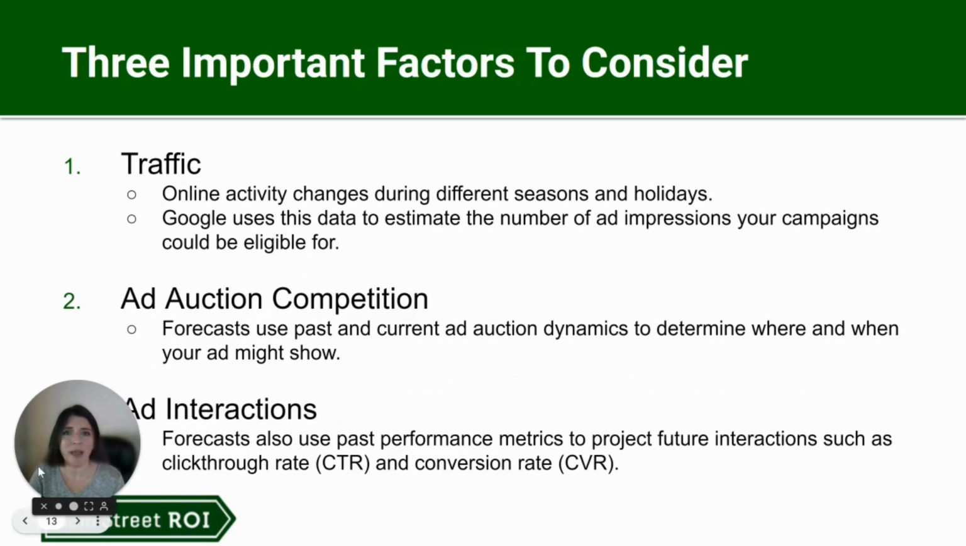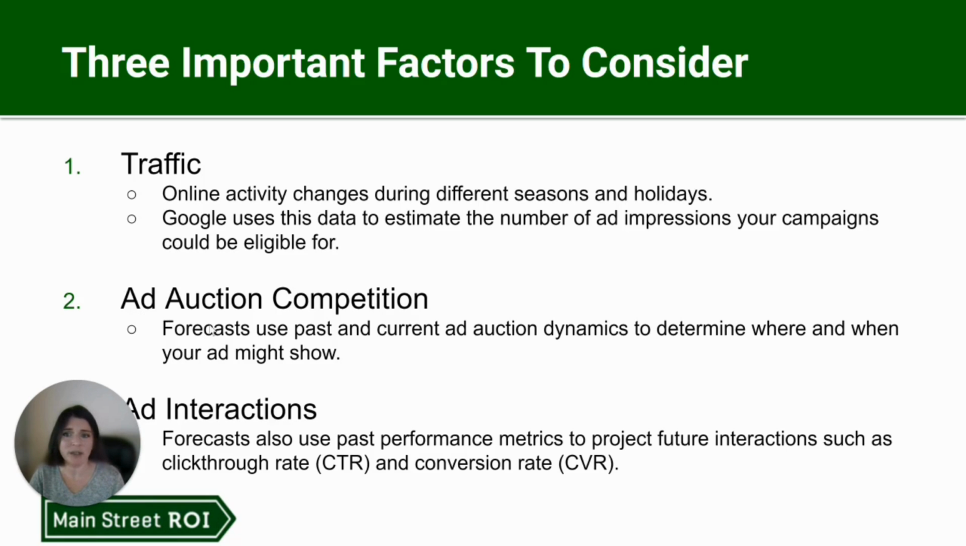Now, there are 3 important factors to consider, and these are what Google will use to determine the projections. The traffic, now this can fluctuate during different seasons and holidays, as I mentioned to you. So Google will take that into consideration based on the different industries that are active on their platform. Google can estimate the number of ad impressions that your campaigns might be eligible for depending on that historical data and how that traffic may fluctuate over time.